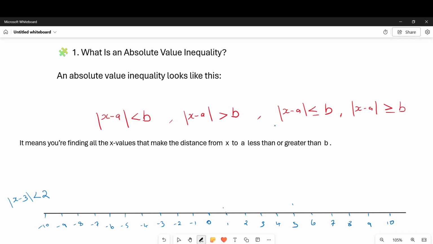So absolute value of x minus a less than or equal to b, absolute value of x minus a greater than or equal to b. We will see in the next section in detail. These are some examples of absolute value inequality equations.